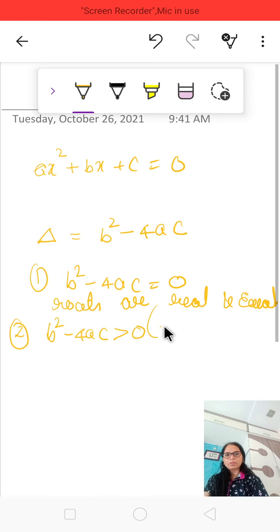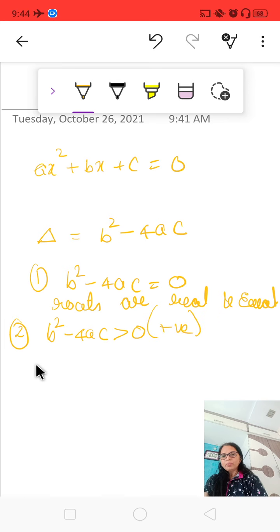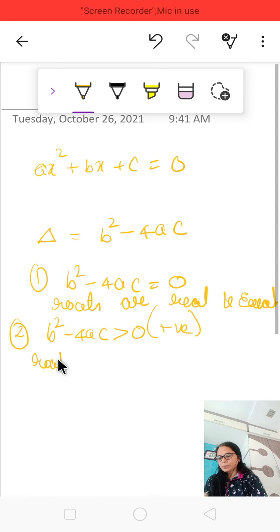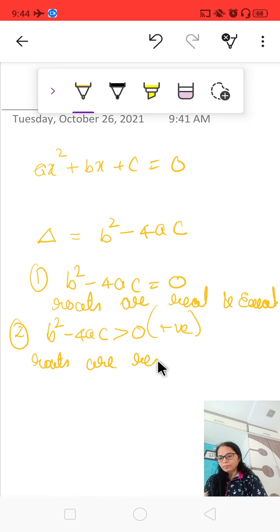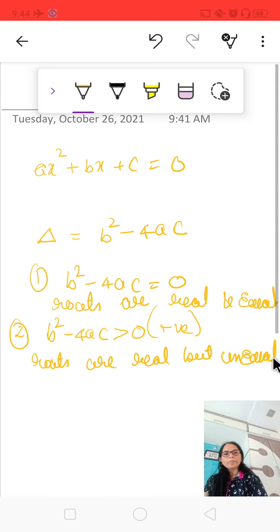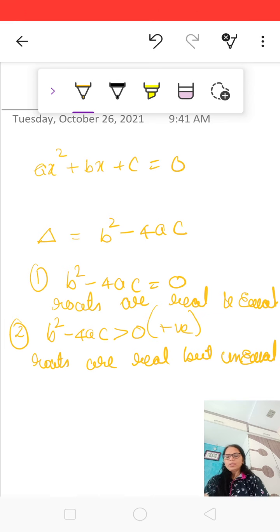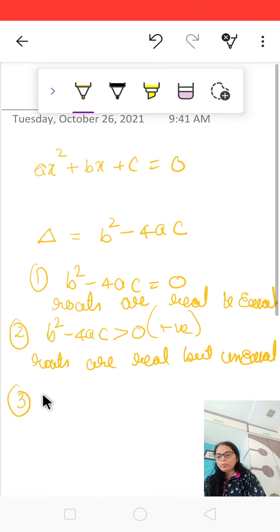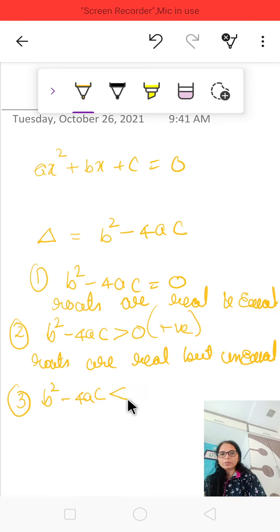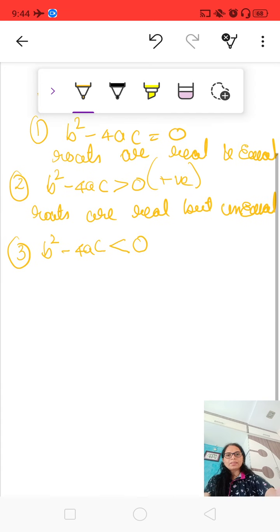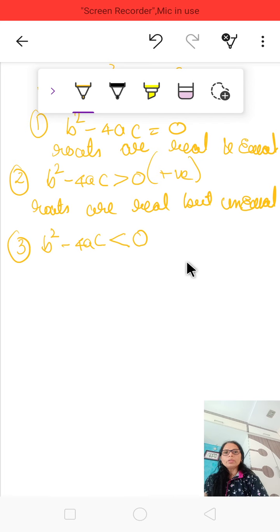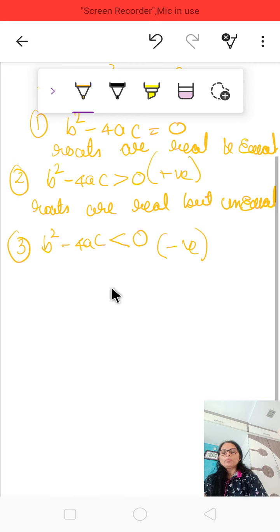then we say that roots are real but unequal. In the third case, if b square minus 4ac is less than 0, less than 0 means negative, so if I am getting a negative value like this, then we say that roots are imaginary.